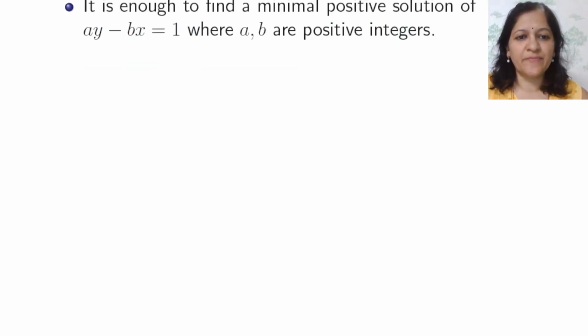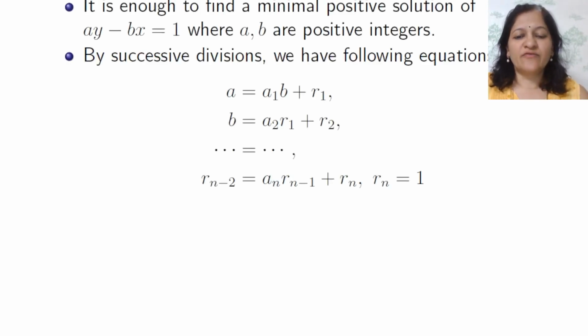Now let us discuss the method. It is enough to find minimal positive solution of ay minus bx equal to 1, where a and b are positive integers. We know that by repeated use of division algorithm, that is Euclidean algorithm or long division, we can produce the following steps. We have assumed that a is bigger than b, so you divide a by b and then we get remainder r1. Then divide b by the remainder r1, then you will get remainder r2 and so on. So in finitely many steps, we get the remainder rn and we stop there where rn is 1.